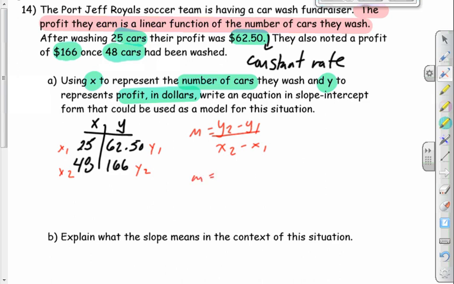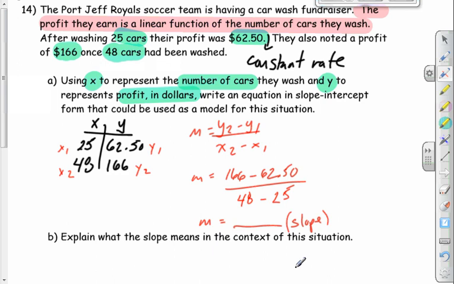So to calculate the slope, we would find that the change in profit is the difference between 166 and 62.50, and compare that to the difference between 48 and 25. So you'll need to go ahead and do some calculating there. That value you get will be your slope. And I'm going to leave you there because the next question asks you what that slope means, and you'll have to interpret what you just calculated.